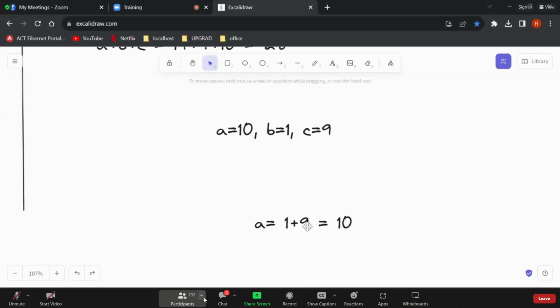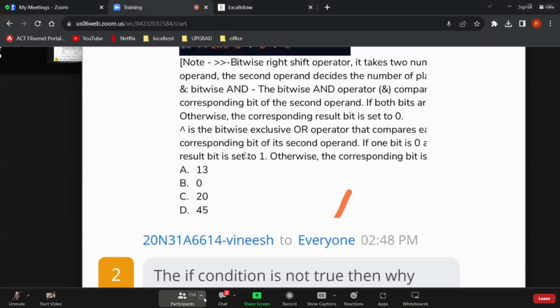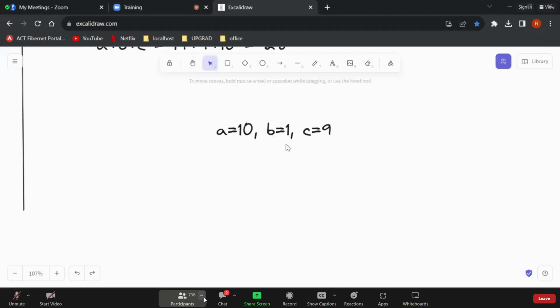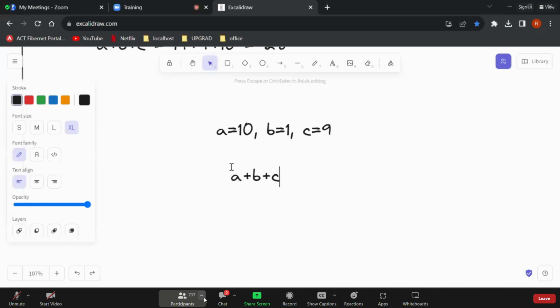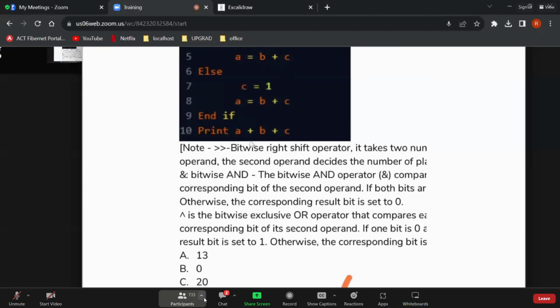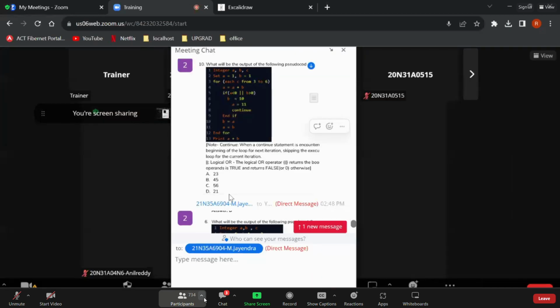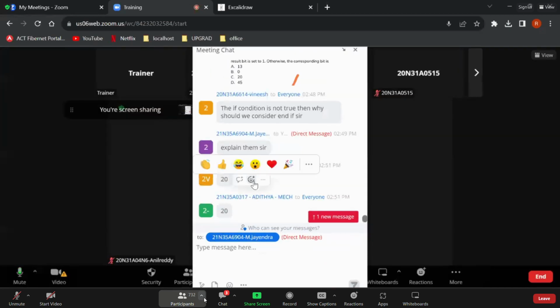Okay, next. Since you have already executed the if block, you can directly go to the print statement, print A plus B plus C. So your answer should be 20. Since A plus B plus C, which is 10 plus 1 plus 9, which is nothing but 20. So 20 is your answer, option C. Okay, any more doubts?